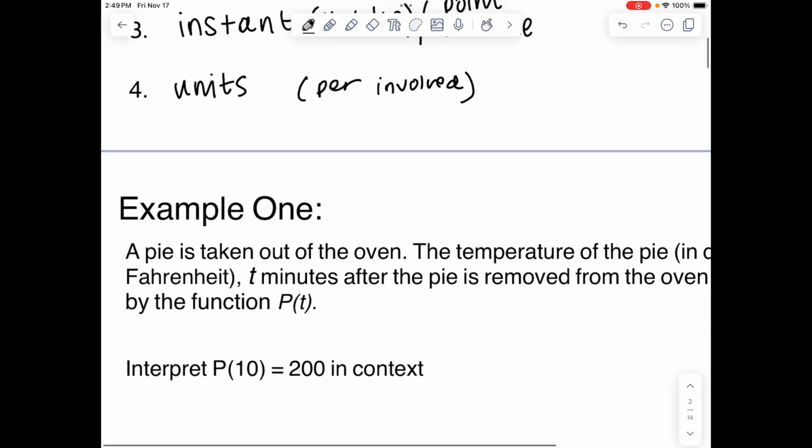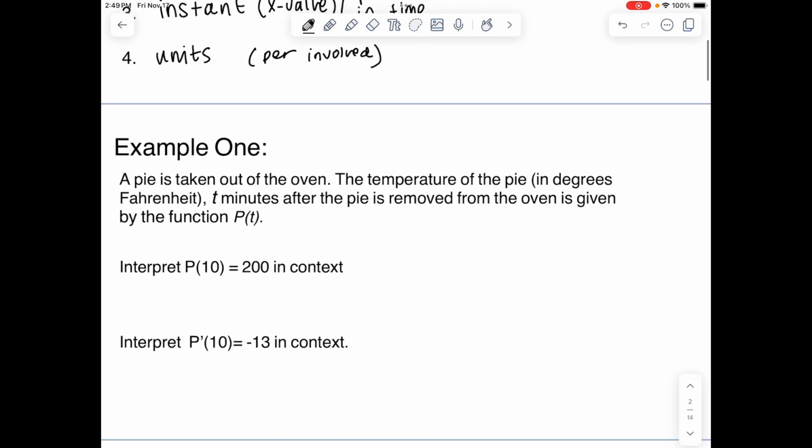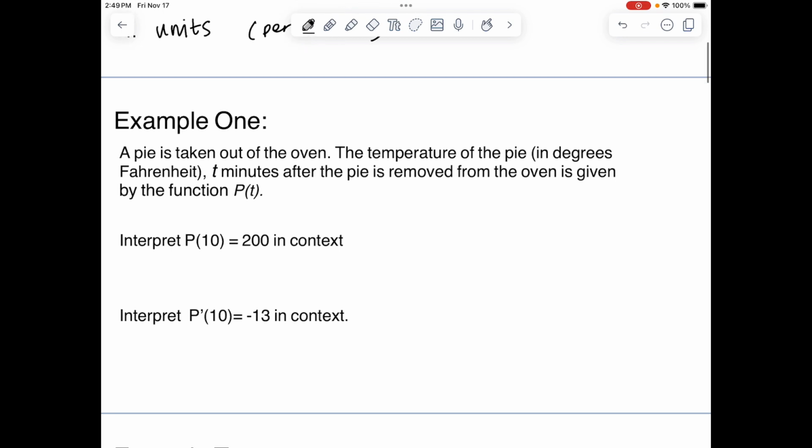And so we're going to look at our first example. The function for this first example, it says a pie is taken out of the oven. The temperature of the pie in degrees Fahrenheit, t minutes after the pie is removed from the oven, is given by the function p of t. And so my function represents the temperature of this pie, and then my input is t in minutes. And so what we're going to do first is we're going to interpret it with just normal function notation. We're not even going to talk about the derivative at all, but we're first going to talk about what does p of 10 equal to 100 mean in context.